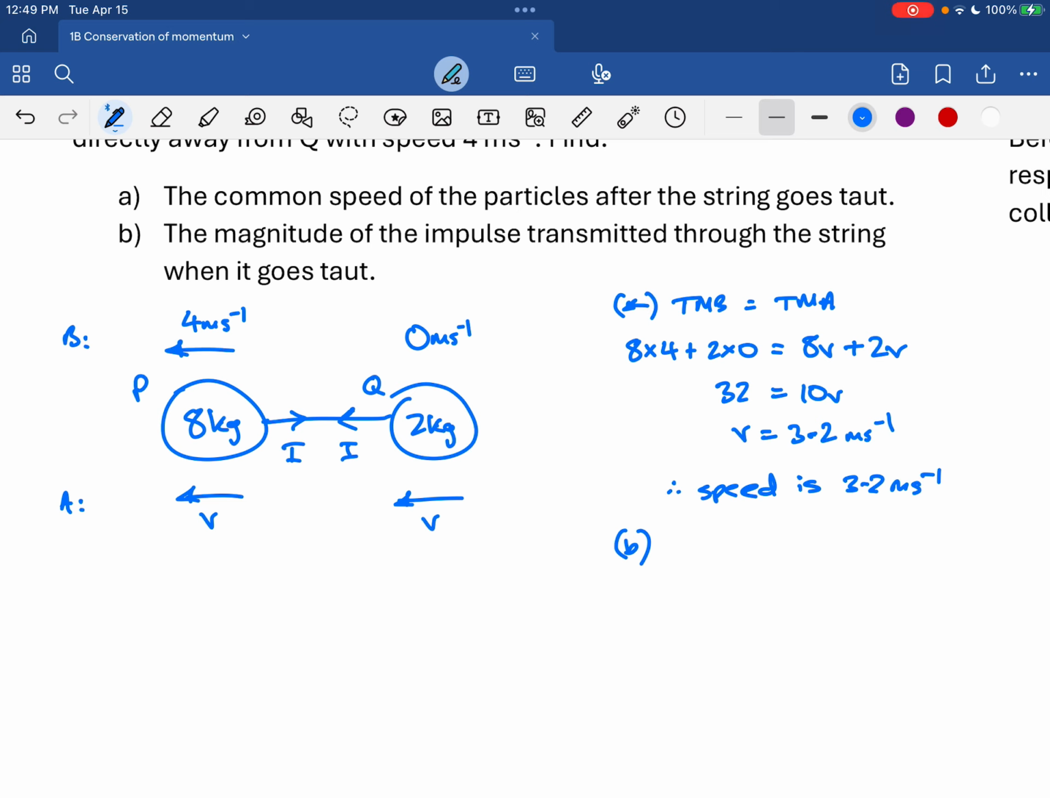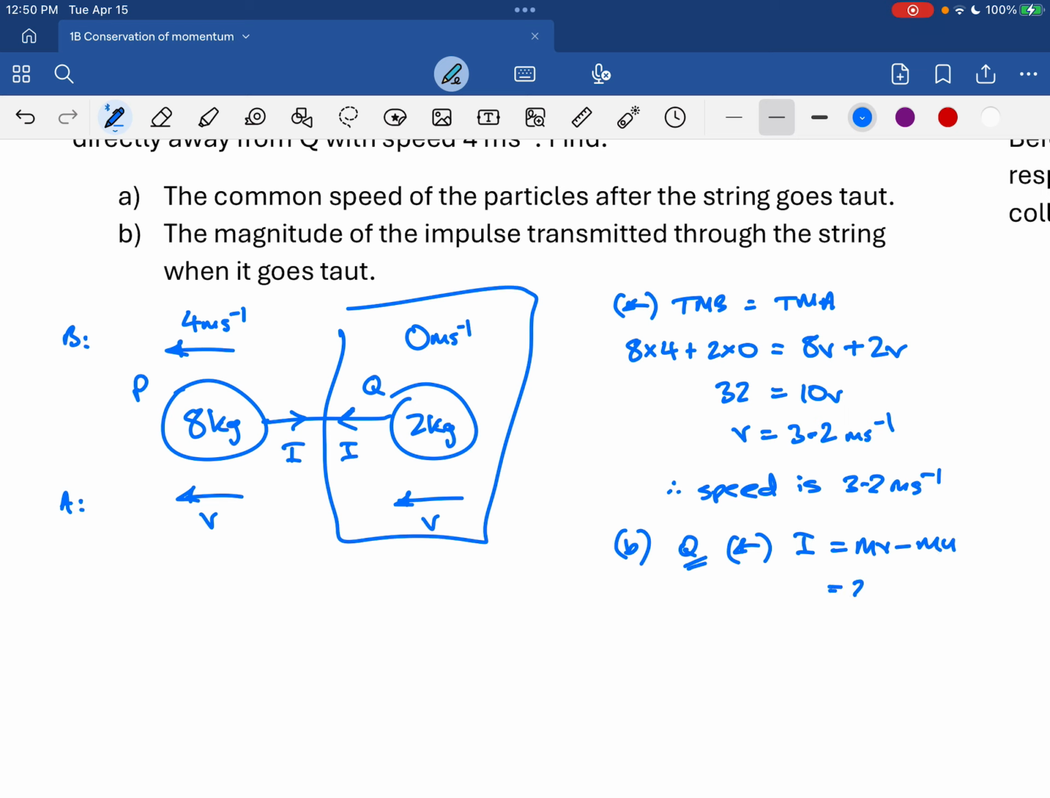So, question B, find the magnitude of the impulse transmitted through the string when it goes taut. All right, so it doesn't matter which impulse we're trying to work out. It's both the same, so I'm going to do it for Q. I'm going to take left as positive because it makes sense to use the same direction of impulse that Q is feeling. It's feeling an impulse in the direction of left of my diagram. So that's going to be mv minus mu. So it's 2 times 3.2, take away 2 times 0. So we get an impulse of 6.4 Newton seconds.